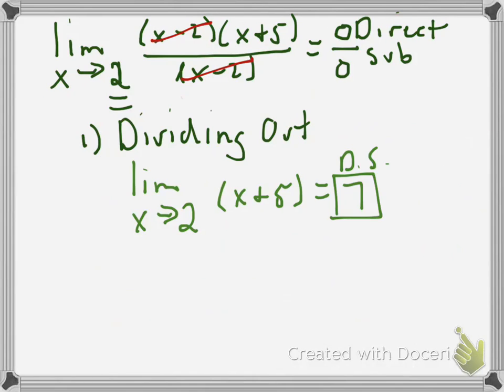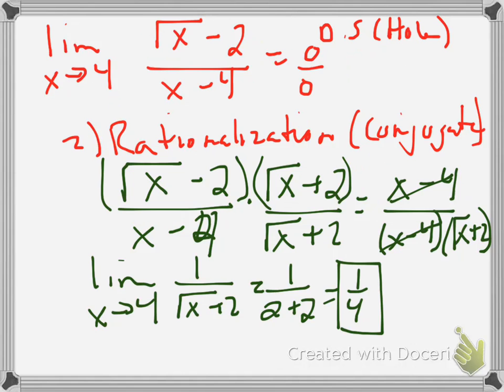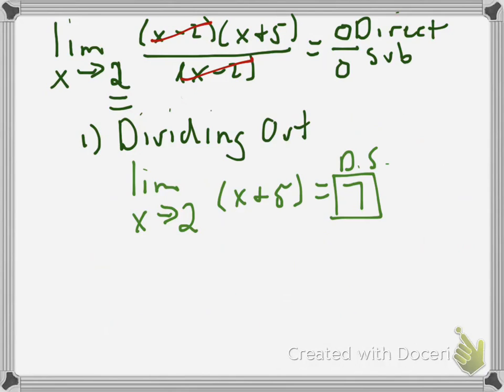So our first method, we use dividing out. Our second method is rationalization. Each one of these, though, we are always starting with direct substitution to see if that works initially first. So that's how we can solve for limits algebraically.